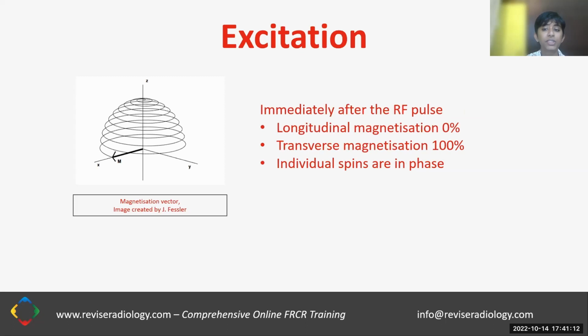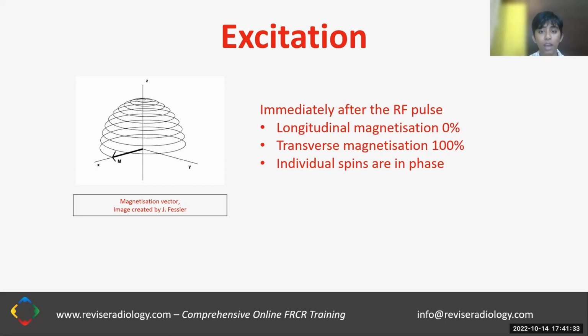So immediately after the radio frequency pulse, the longitudinal magnetization is 0% and the transverse magnetization is 100%, and all the individual spins are in phase. What does in phase mean? They're all spinning in the same time. So they all add to each other instead of subtracting from each other.